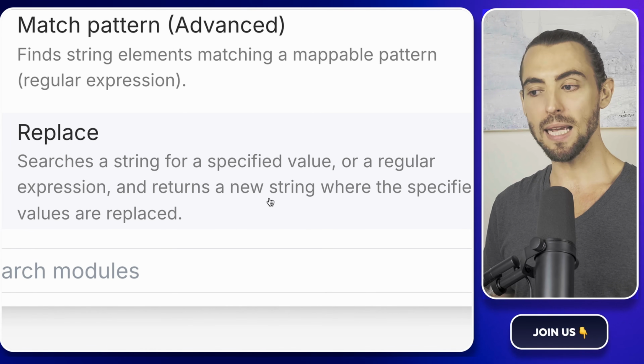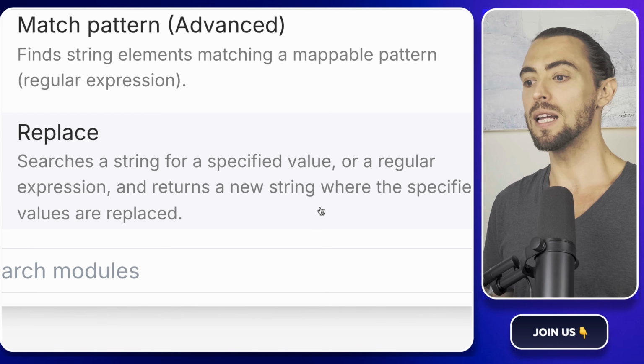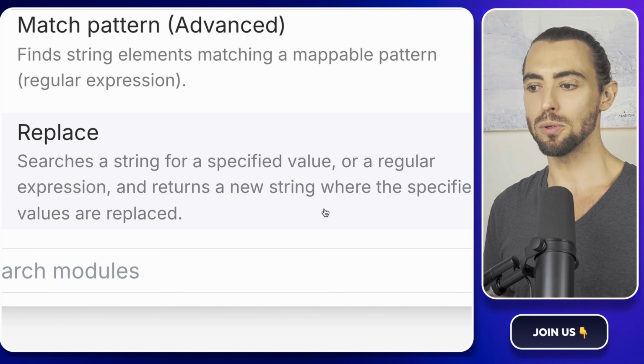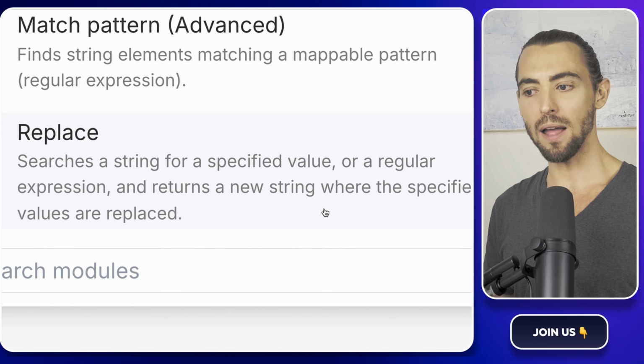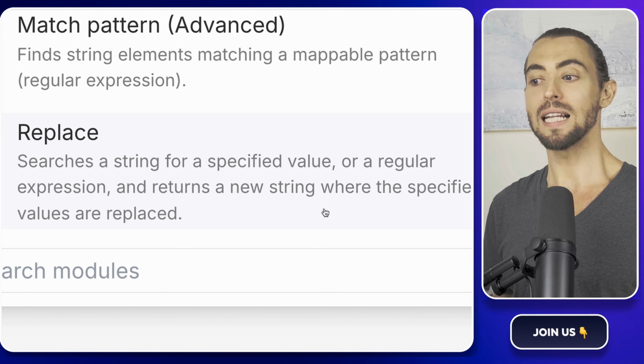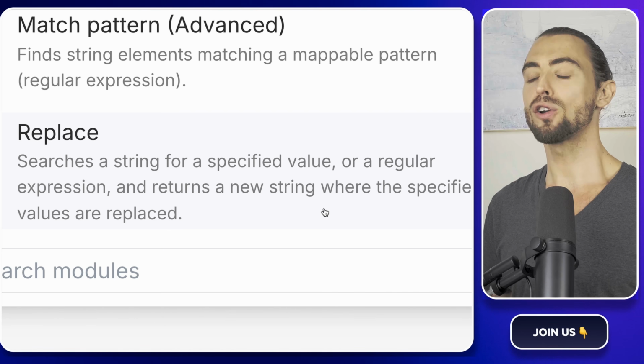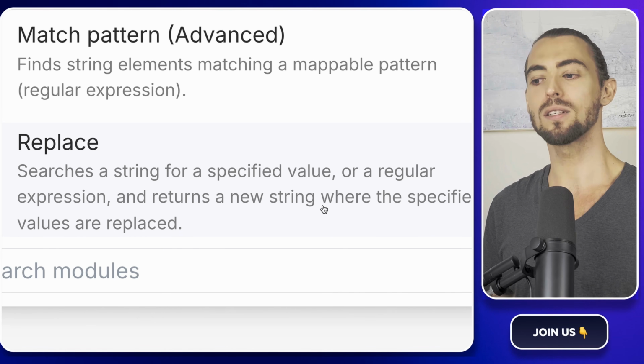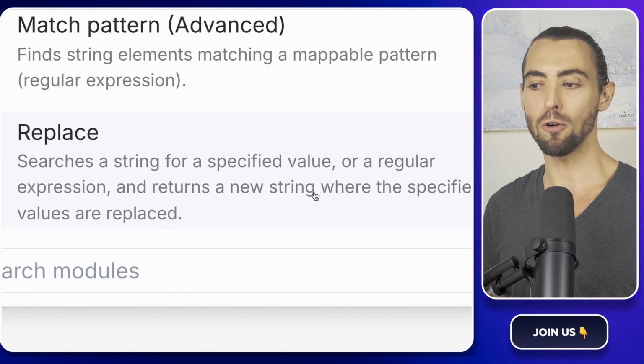Also, there's a replace function. This one is your find and replace tool in the text parser. You can set it to search for a specific value or pattern in your string and swap it out with something else. Great for cleaning up unwanted text, correcting mistakes, or even reformatting.